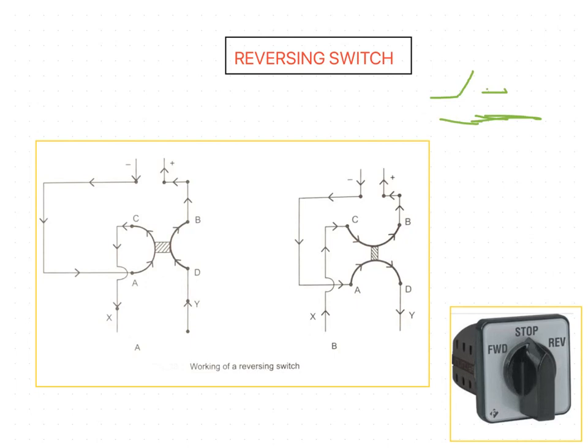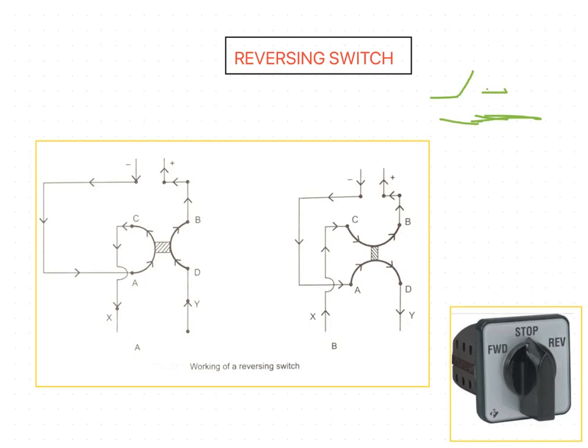Now we will see the working of a reversing switch. This device is commonly placed in direct current circuits for reversing the direction of the current supplied to the patient. One reason for using it is reversing the polarity, and this can minimize chemical burns also.